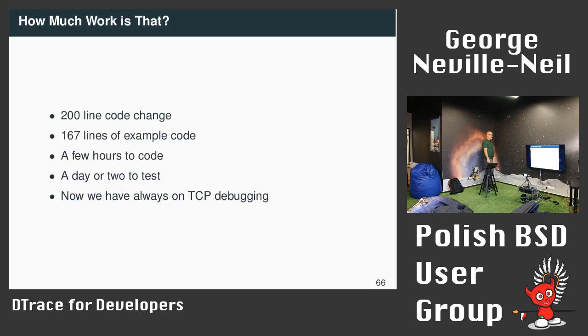So, how much work was that? Because programmers are lazy. I'm very lazy. It was basically a 200-line code change, 160 lines of example code so that other people could use it. It was a few hours of poking around, and I tested it over a day or two, and now we have always-on TCP debugging. You can actually leave this on and watch a socket, and the socket will not perform terribly. Please don't do high-performance trading or financial stuff while that's on. But if you had turned on TCP debug on a long-distance TCP connection, the connection would drop because you would have timeouts. With DTrace, you don't.